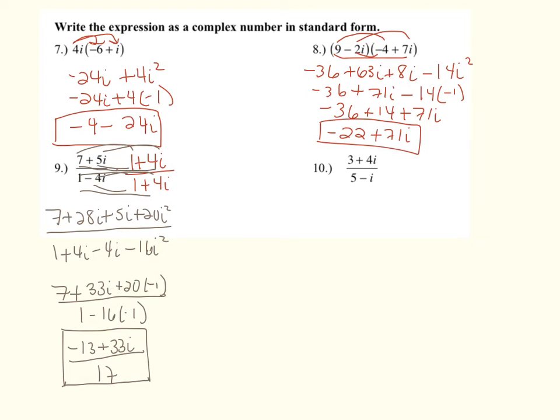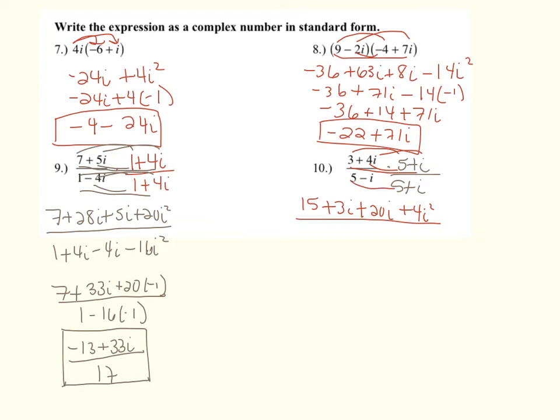Same idea on number 10. So I'm going to multiply by the conjugate of the denominator, which is 5 plus i. I'm going to use FOIL: multiply my first terms, my outside terms, my inside terms, and my last terms.